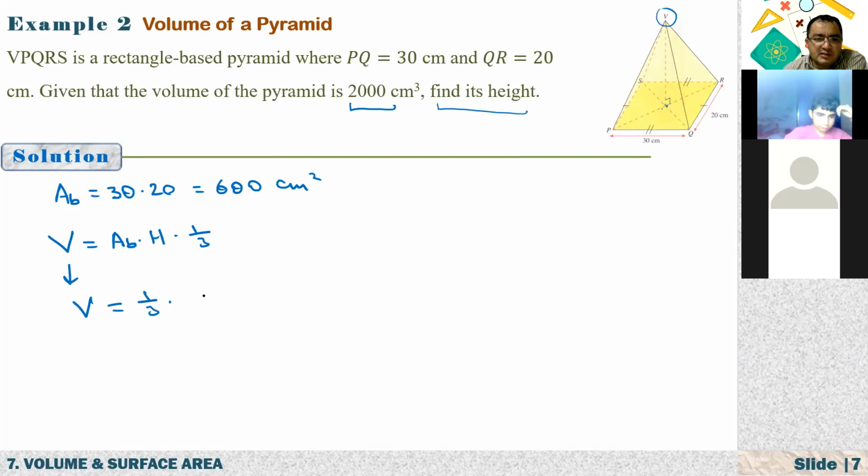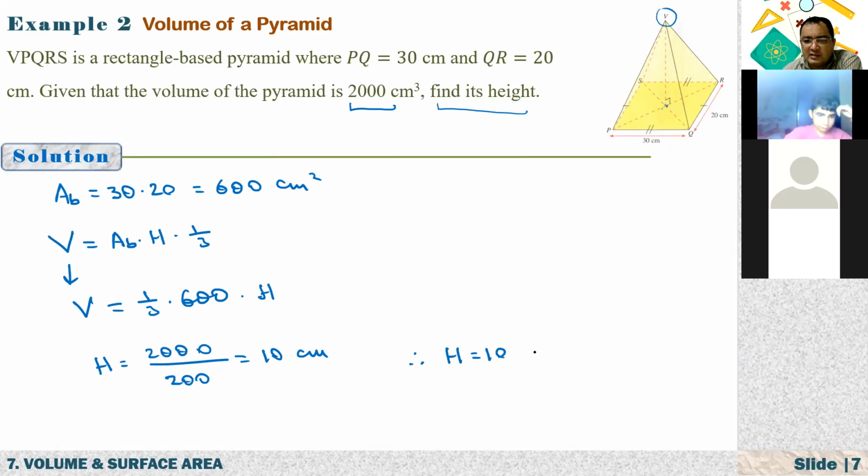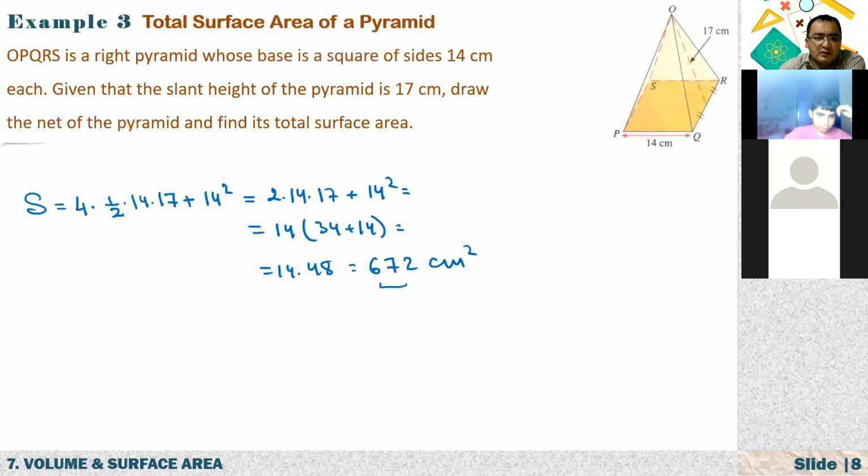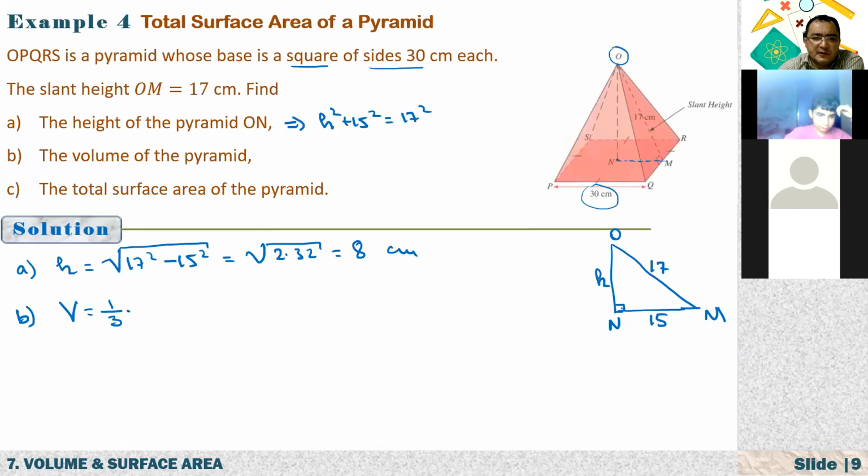1 over 3 times base area, we have calculated this equals 600 and height is h. So from here, h is equal to volume 2000 over 600 over 3, which is 200. So we should divide both sides by 200. So that's equal to 10 centimeters. The height of this pyramid is 10 centimeters. Okay, here we have no problem. All right, good.